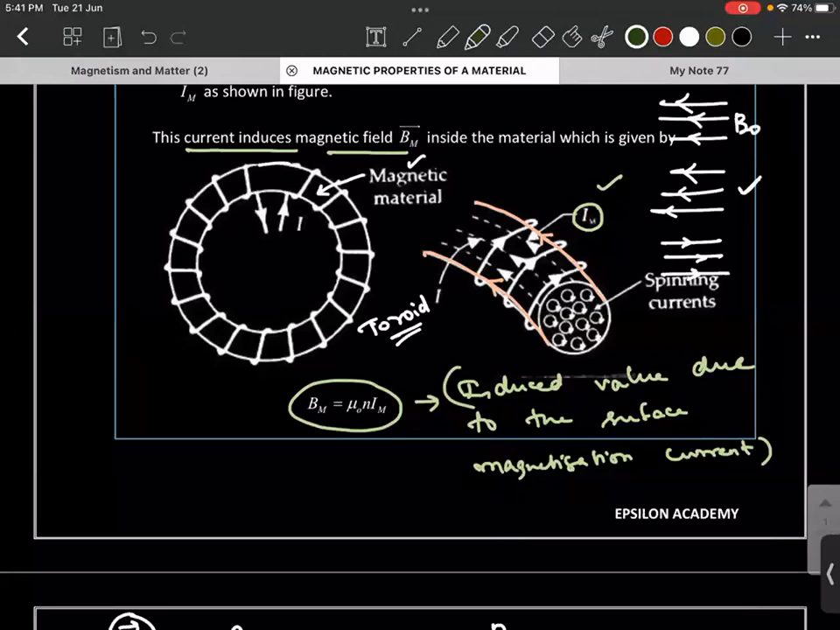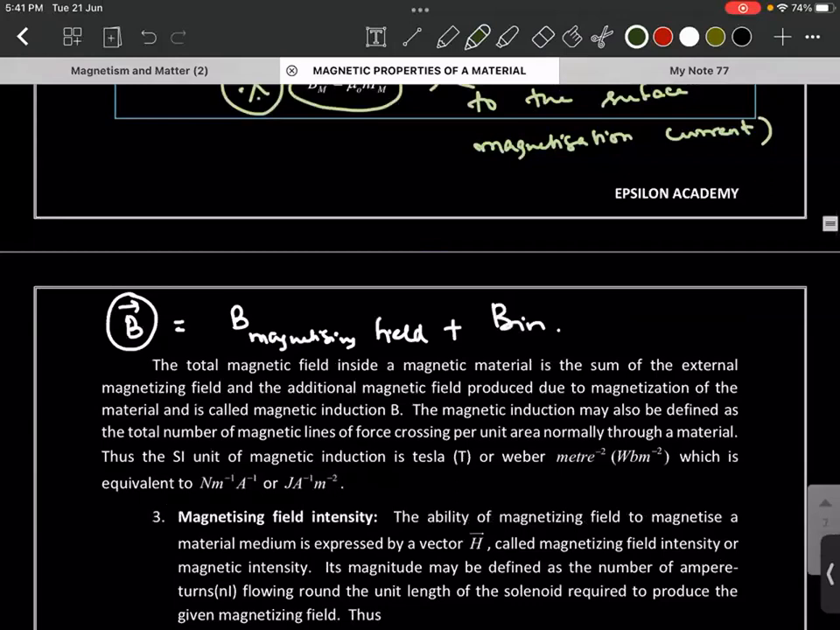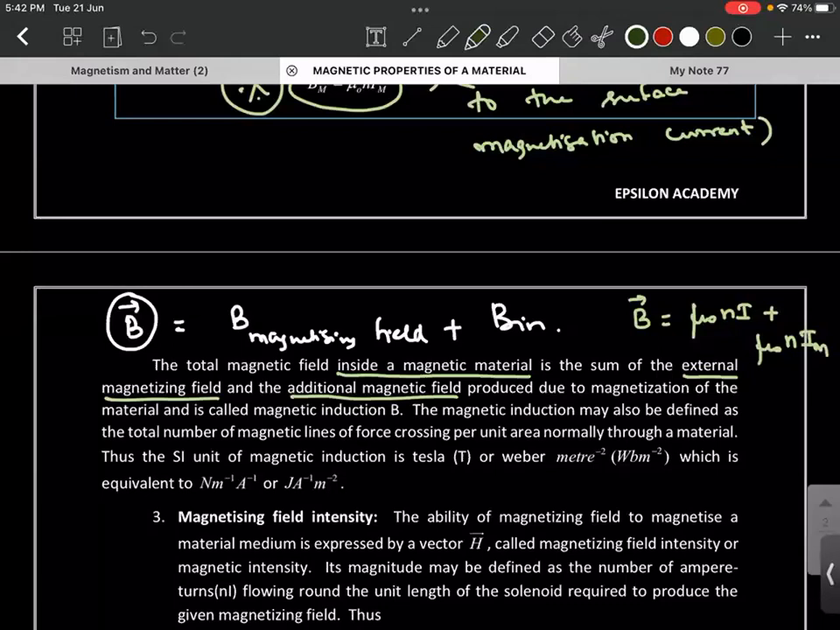Okay. So this value is important. Please make a note of this term. Now what you can do is the total magnetic field inside a magnetic material. It is the sum of the external magnetizing field and the additional magnetic field produced due to the magnetization. So the induced magnetic field, you can write it as mu naught into n into I plus mu naught into n into Im. Okay. And this sum is what is called as magnetic induction.